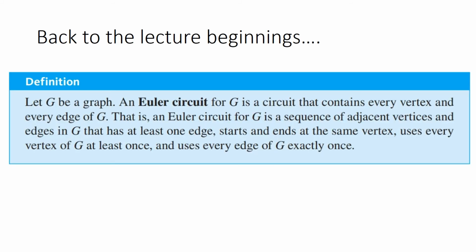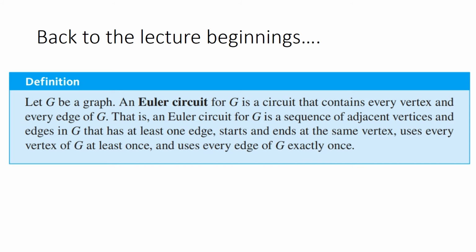Now we're going almost all the way back to the beginning of the lecture, because now we're going to generalize what Euler did. So let G be a graph. An Euler circuit for G is a circuit that contains every vertex and every edge of G. Every vertex and every edge, and it's a circuit.